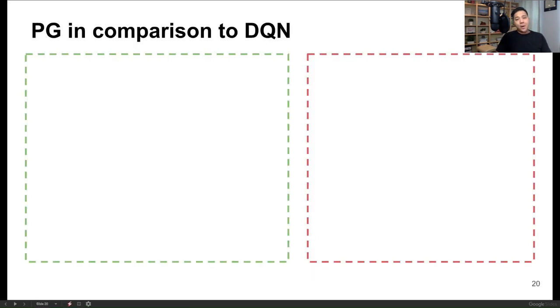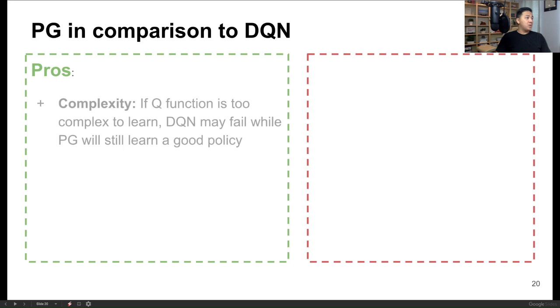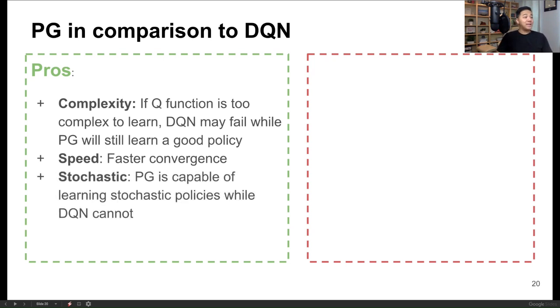So if you compare PG, or policy gradient, to DQN, there are some pros and cons. The pro is that it doesn't care about the Q function anymore. Even though the Q function is very complex, it can still learn a good policy. It's faster to converge compared to DQN. It is stochastic, whereas DQN cannot do a stochastic policy.